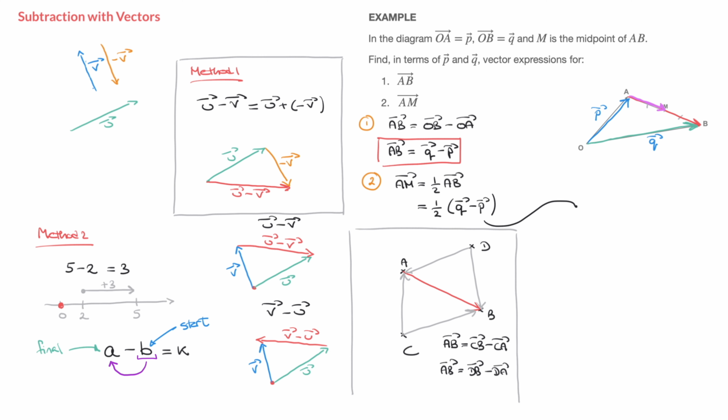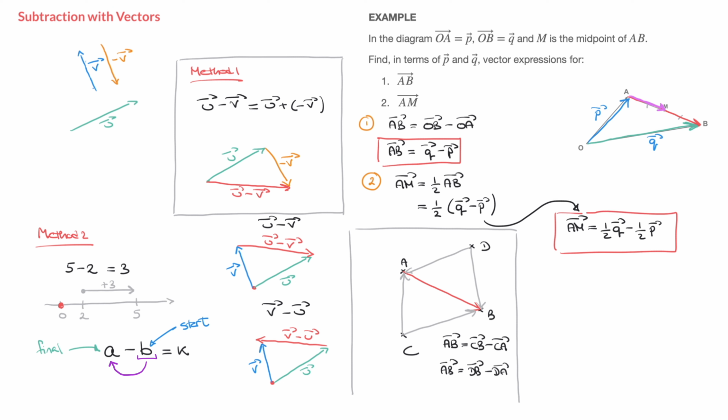And I'll carry on over here to state the final answer, AM. Well, that's going to equal the result we get by distributing this 1/2 across this pair of parentheses the usual way. In other words, that quickly turns into 1/2 times vector Q minus 1/2 times vector P. And that's the answer. And there we go.